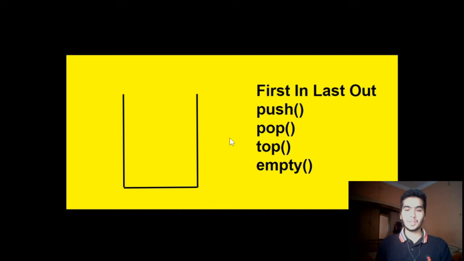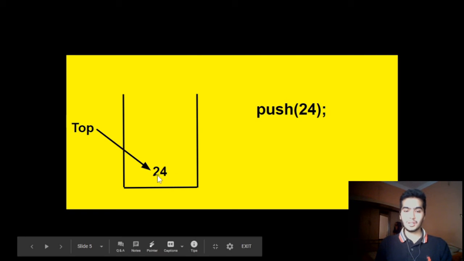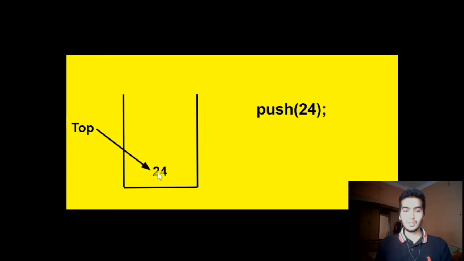So let us start off with the first function. First one is push. I'm pushing 24 over here. Once I push 24, it goes to the bottom of the stack. It is saved over here. Another thing is that now my top of the stack points to 24. So if I give my top command, it will give me 24 as the answer.